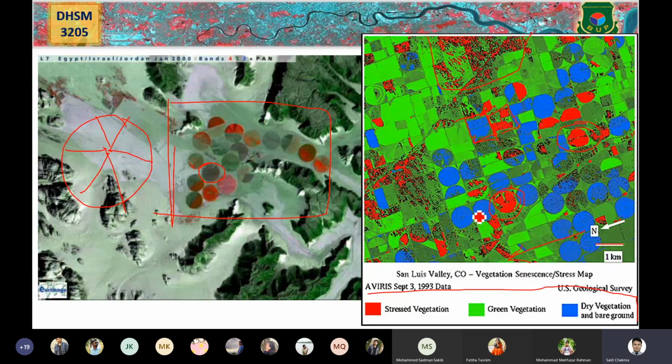On the other hand, these are also abandoned. Another explanation could be these fields are abandoned, that's why they are dry vegetation or bare ground. This is still being cultivated, but having less water, thus this is stressed vegetation. And these are the regions where we have green vegetation. That means we are still cultivating and we have ample water to irrigate in this region.